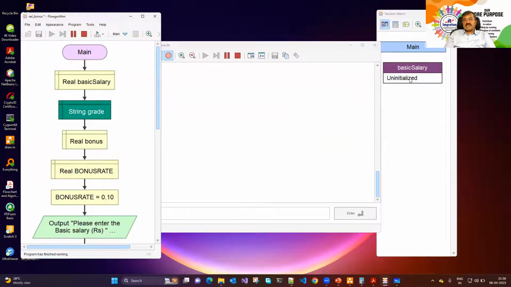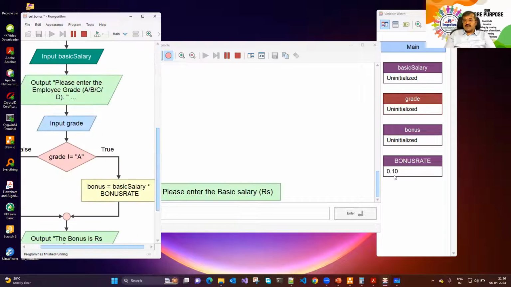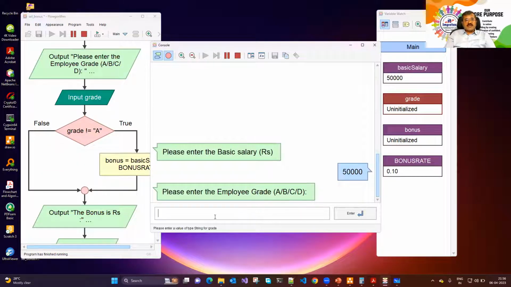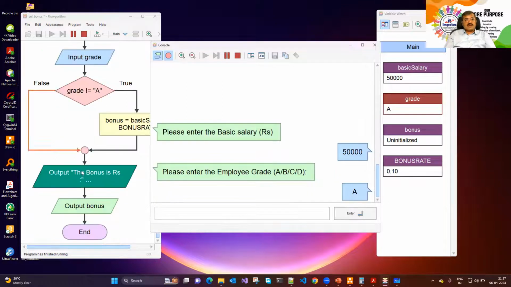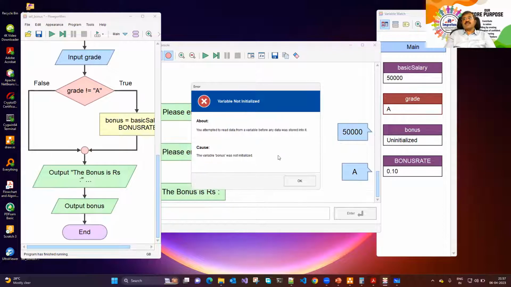Look at the variables: basic salary uninitialized, grade uninitialized, bonus uninitialized, bonus rate 10% हो गया. And then we are asked to enter the basic salary. Again, somebody's basic salary is suppose 50,000. I say enter. Then we have been asked to enter the grade, and that fellow's grade is A. Grade A not equal to A, condition is false. Let's see what happens. So यहाँ से control यहाँ आ गया, and we are supposed to display the bonus. अरे, bonus was uninitialized. There is a problem.